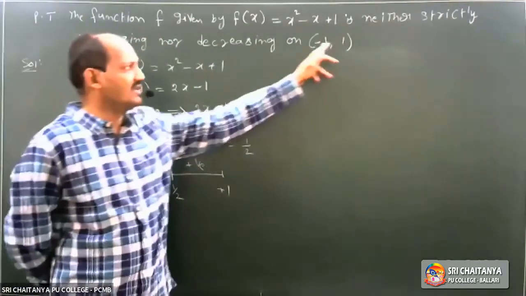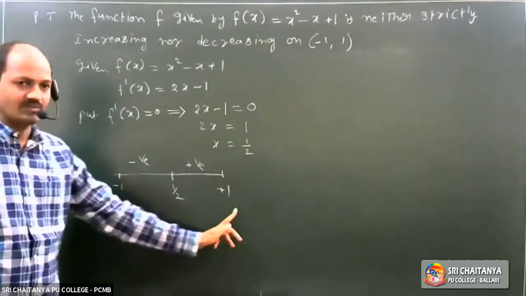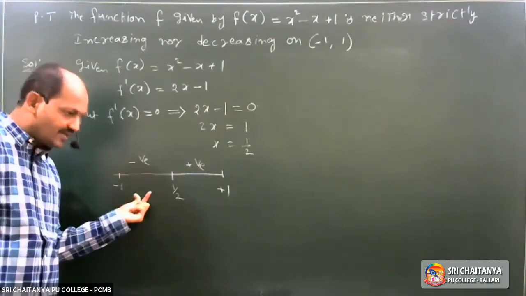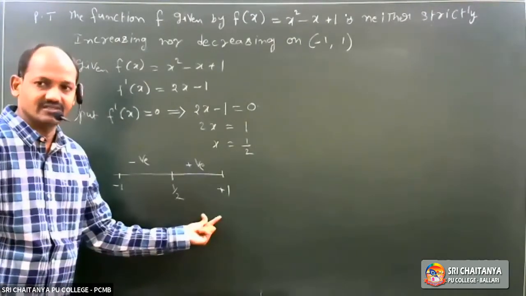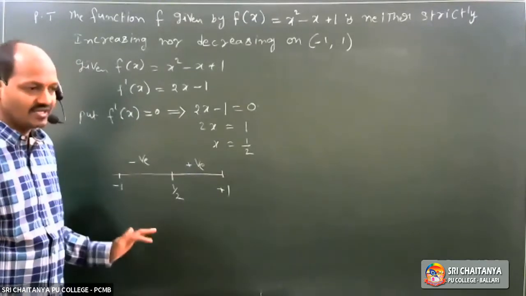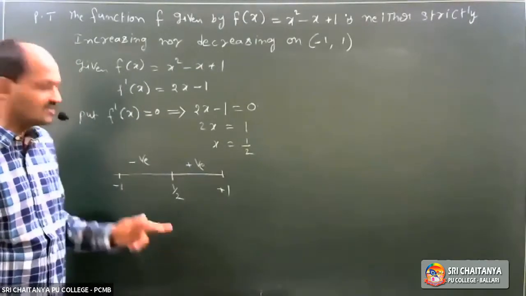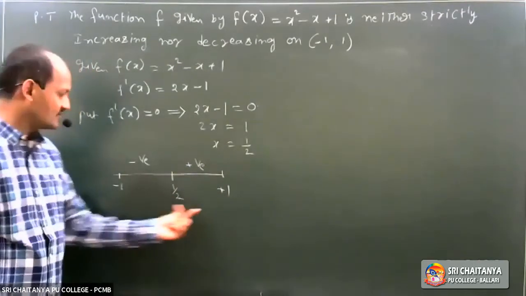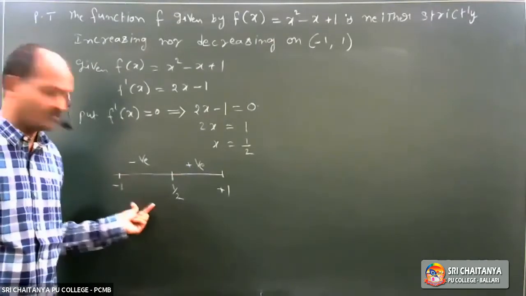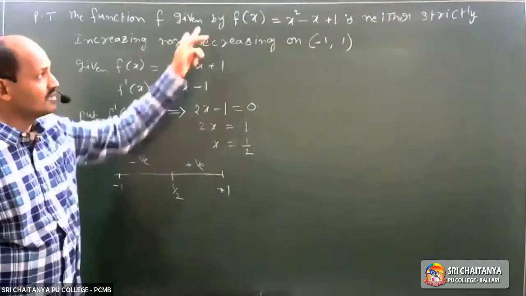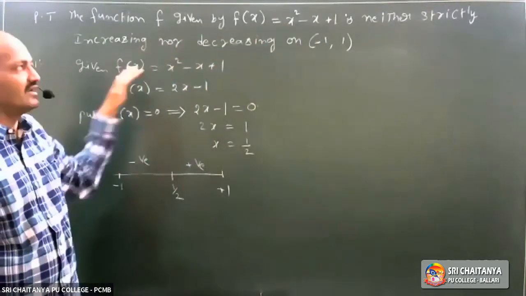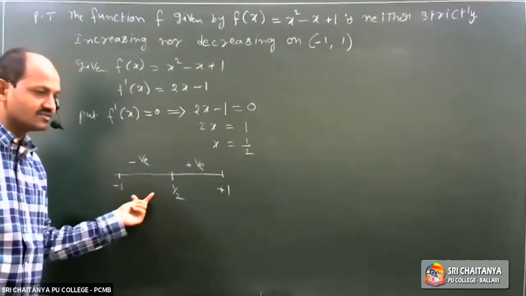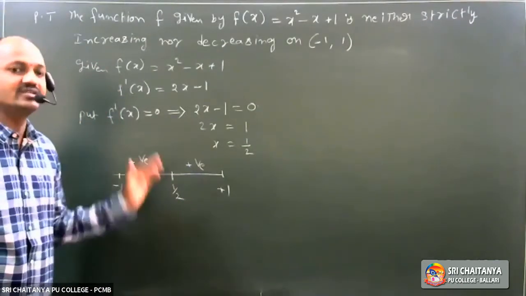So here the given interval is minus 1 to plus 1. But in minus 1 to plus 1, some intervals are decreasing, some intervals are increasing. So the function is neither increasing nor decreasing on minus 1 to plus 1. Only increasing is 1 by 2 to 1, only decreasing is minus 1 to 1 by 2. So minus 1 to plus 1, some intervals are positive, some intervals are negative. So it is neither.